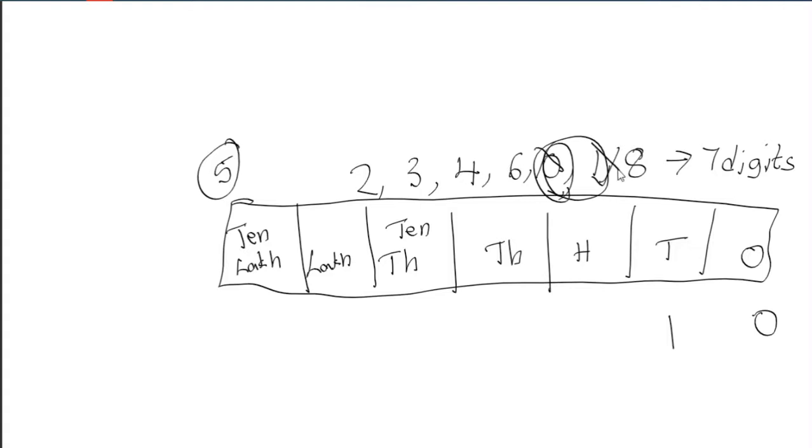So what is the next greater number? 2. Okay. So you have to write 2. Then 3 is the next greater number. So you have to write 3 in thousands place. So what is the next greater number among 4, 6, 8? Compared to 3, 4 is greater than 3. So you have to write 4 in 10,000 place.